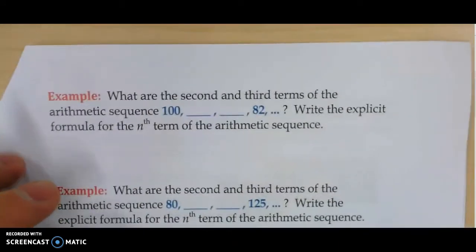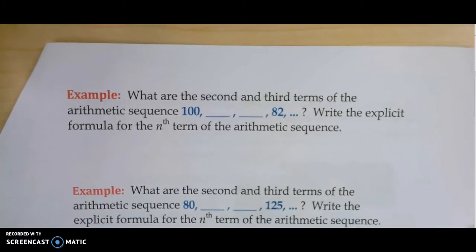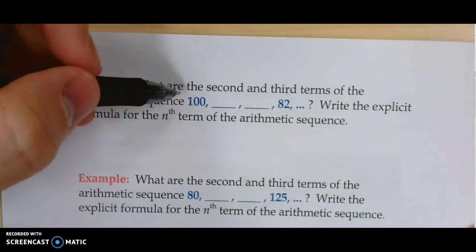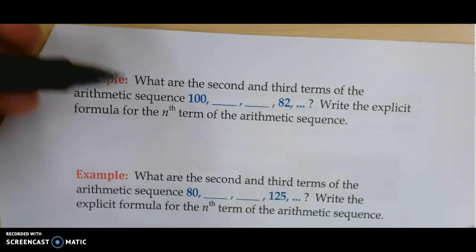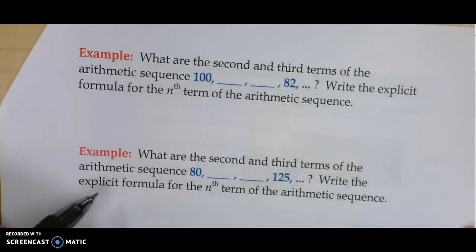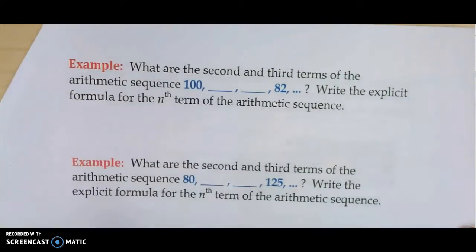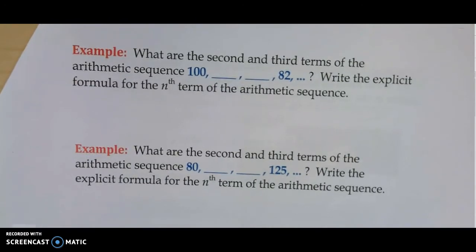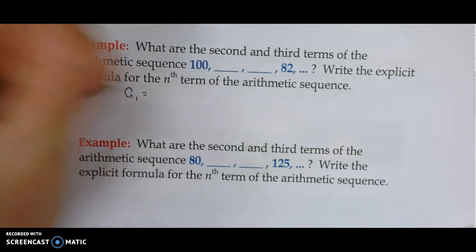Let's go to the back side here. We want to know what are the second and third terms of this following arithmetic sequence. We want to write the explicit formula given this term. The next example down is the exact same, so for time's sake, we're just going to be doing one of these as a heads up. First, I know that a sub 1 equals 100.